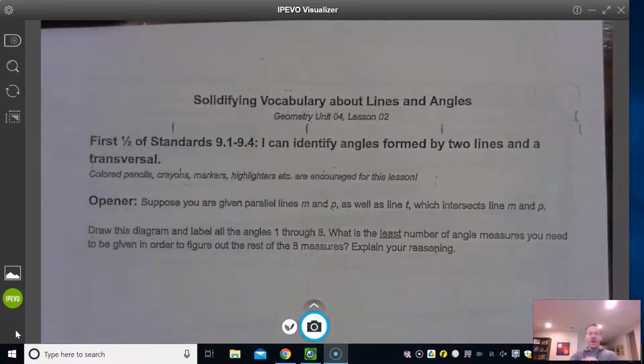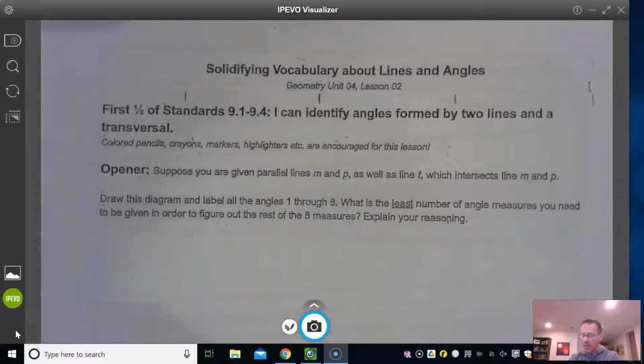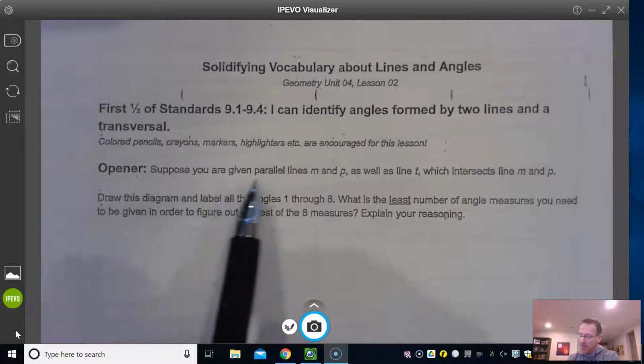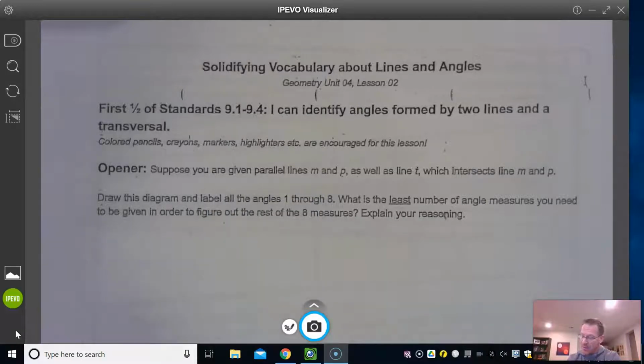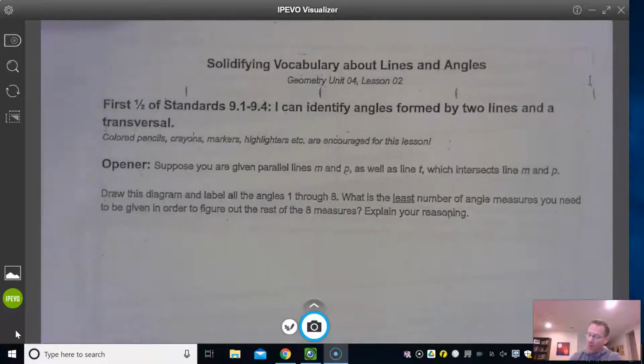So now what I'd like you to do is the opener right here, and you may or may not be able to figure all this out, and that's okay. Hopefully it'll become clear to you after you think through this and we go through the lesson. Suppose you're given parallel lines M and P, as well as line T, which intersects lines M and P. So draw this diagram and label the angles 1 through 8. What is the least number of angle measures you need to be given in order to figure out the rest of the 8 measures? Explain your reasoning. I'll give you a moment to do that. Pause the video, turn it back on, and we'll discuss this.